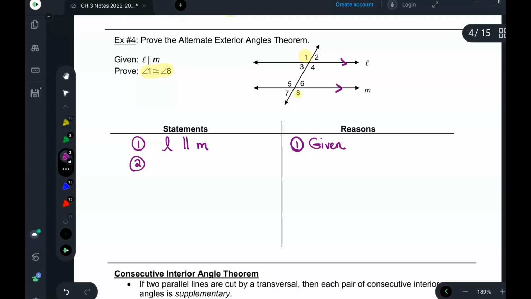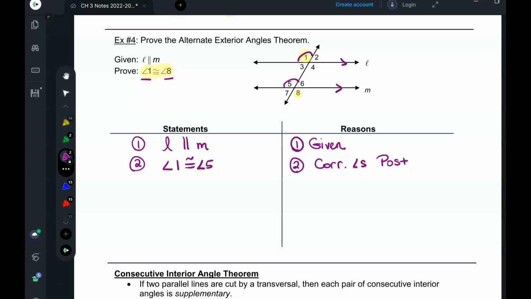So let's look for a pair of corresponding angles that either has angle 1 involved or angle 8. I will use angle 1 and angle 5 this time. So angle 1 congruent to angle 5. That's my corresponding angles postulate. And we're trying to get 1 congruent to 8. So if I look at 5 and 8, those form vertical angles. So I know those have to be congruent.